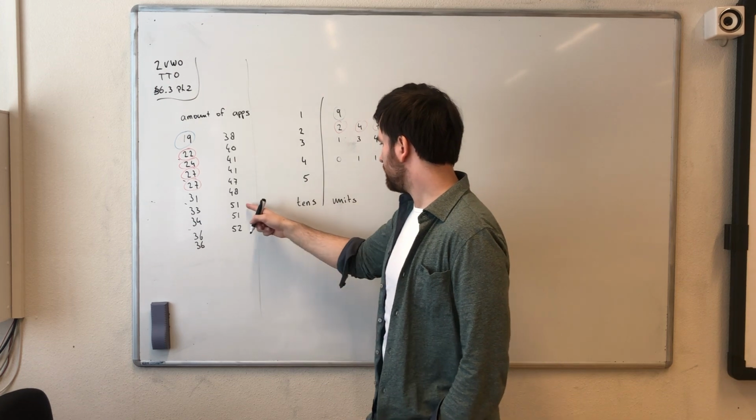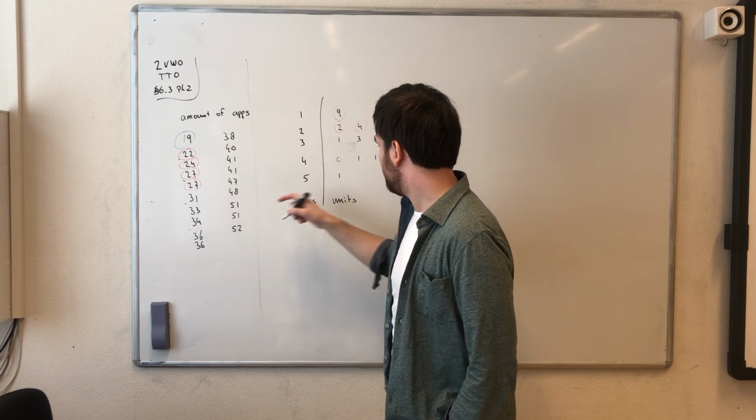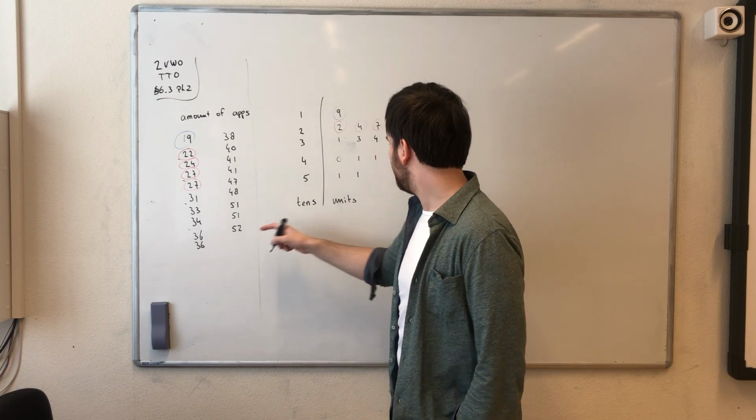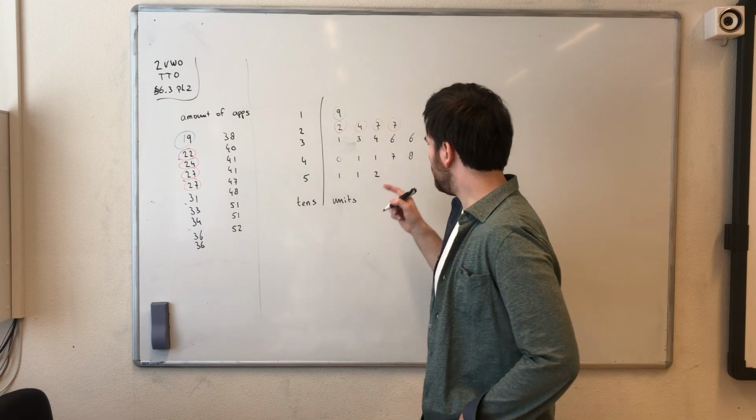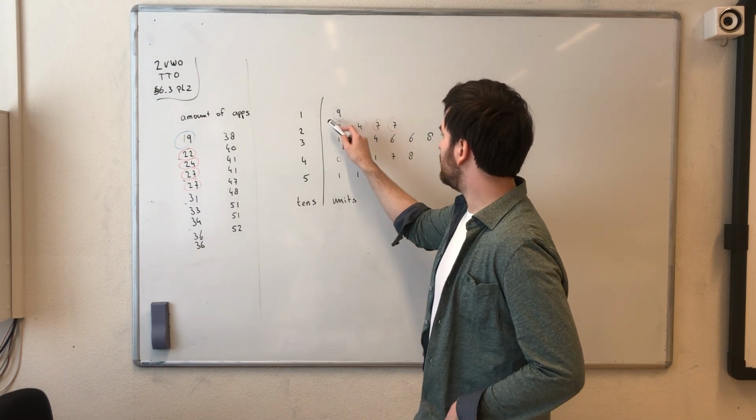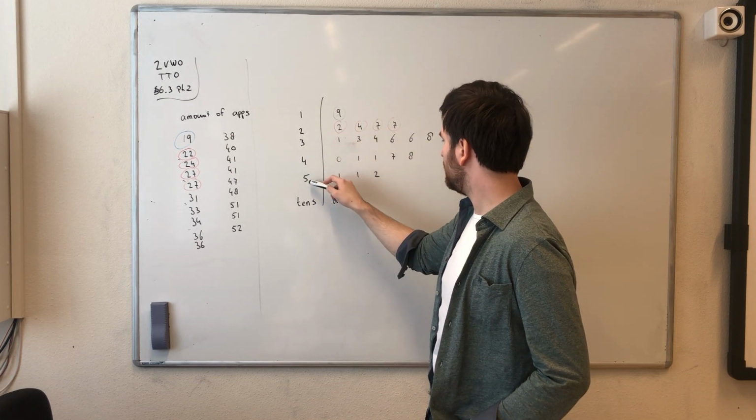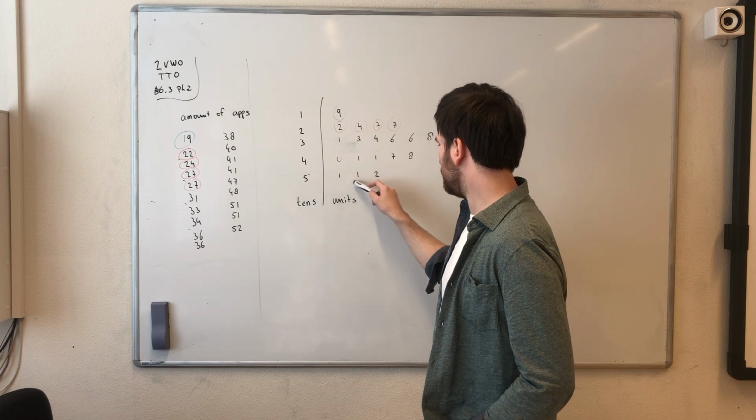Okay, let's continue with 51, 51 again, and 52. So how many different numbers are there? There's 19, 22, 24, 31, 40, 51, 51, 52.